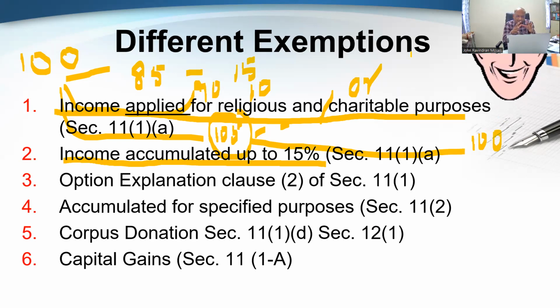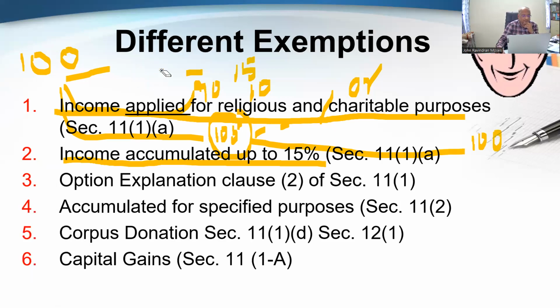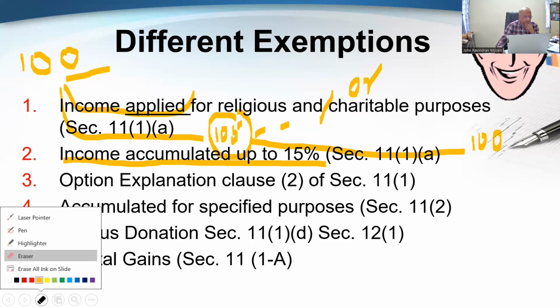And again, they say that from each year's income, you can accumulate up to 15%. That's all. Here we talked about 100 rupees and then we gave an illustration saying that you apply 80 rupees or 90 rupees. Okay, right? And then we said you can accumulate. We also saw supposing you apply more amount.